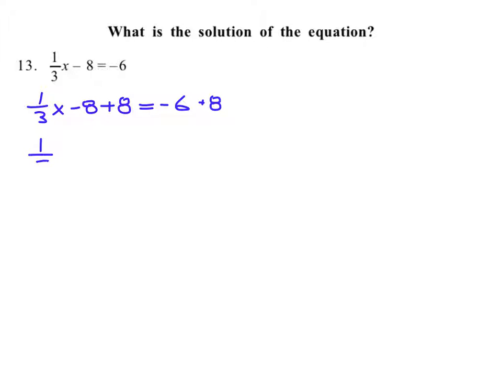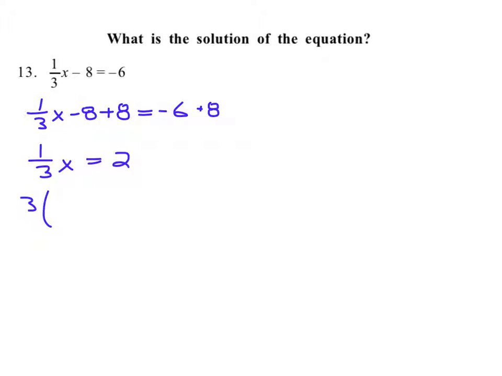So we've got 1/3 x equals negative 6 plus 8 is 2. Now, how do we undo a fractional coefficient? We multiply by the reciprocal, and the reciprocal of 1/3 is 3. So we say 3 parentheses 1/3 x, everything that was already there, equals 3 parentheses 2, everything that was there. Okay, the 3 and the 1/3 undo each other to be just x, and we get 3 times 2 is 6, x equals 6.